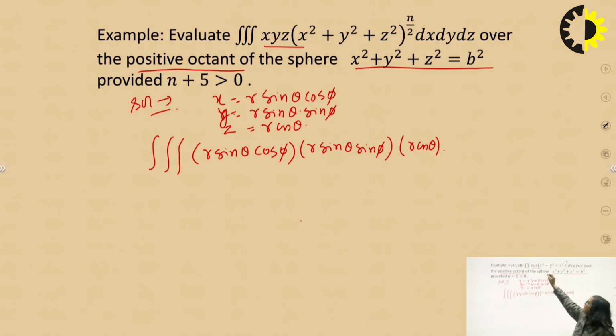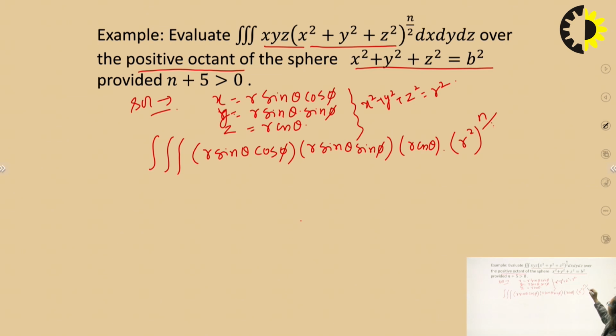What next? Next is the value x square plus y square plus z square. And we know that when we are converting x, y, z to spherical coordinates, in the first slide we have discussed what is the value of x square plus y square plus z square. It's nothing but equal to r square. So putting the value x square plus y square plus z square equal to r square over here, it's nothing but r square to the power n by 2. And dx, dy, dz is replaced with r square sine theta dr d theta d phi.